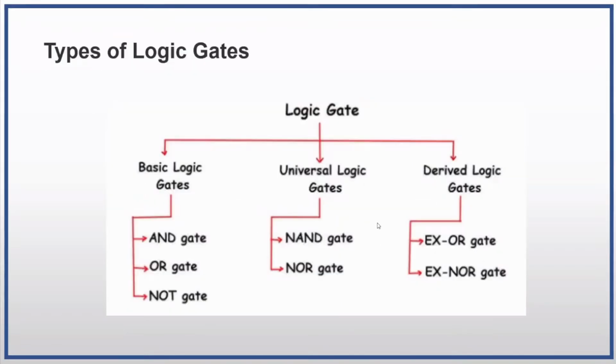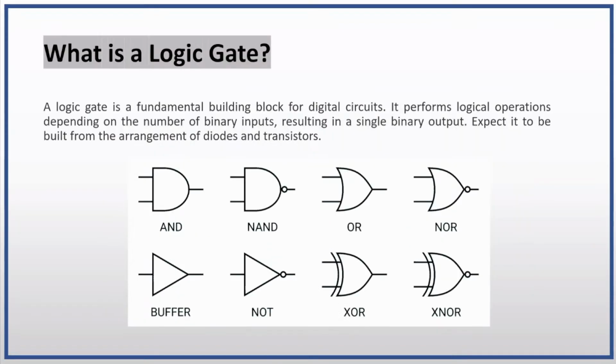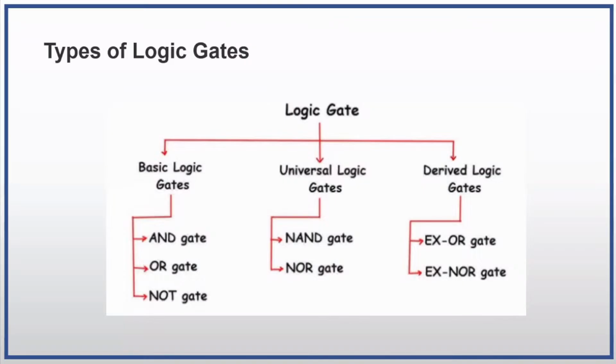Before going to the truth tables of logic gates, you can see what the types of logic gates are. Here, there are three types: one is basic logic gates, another is universal logic gates, and the last one is derived logic gates.